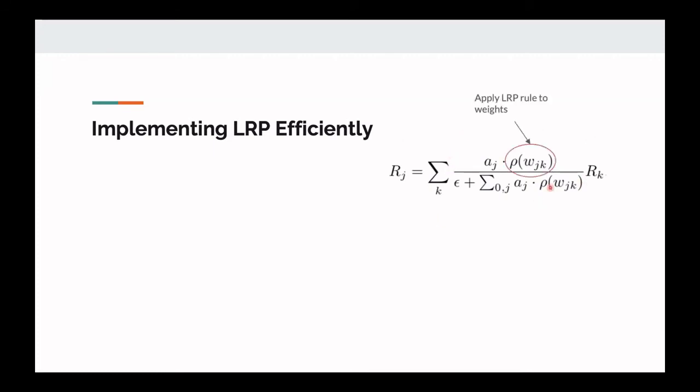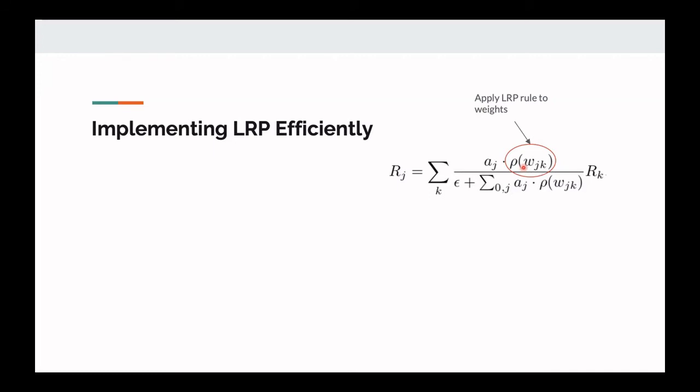So that brings us to the next section, which is implementing LRP efficiently. This is the general LRP function that we're going to be working with going forward. So the only new thing here is the rho function. And what we're using rho for is basically to apply our LRP rule to the weights.